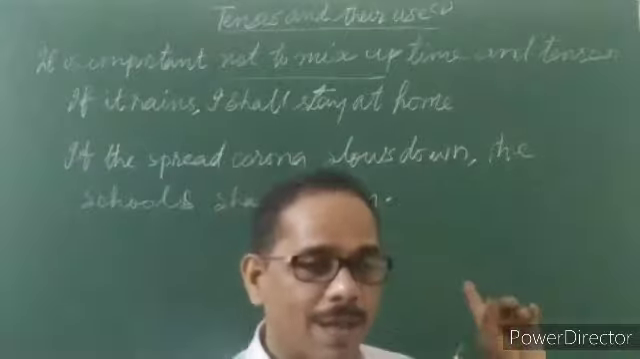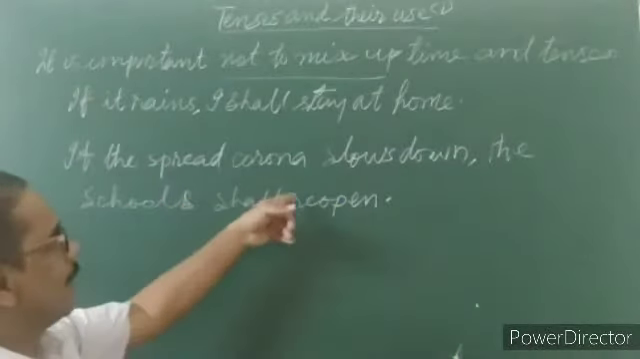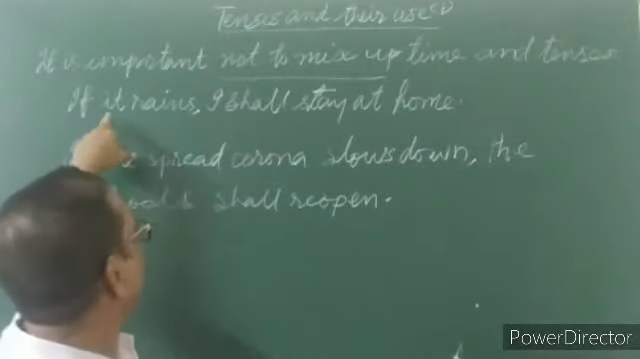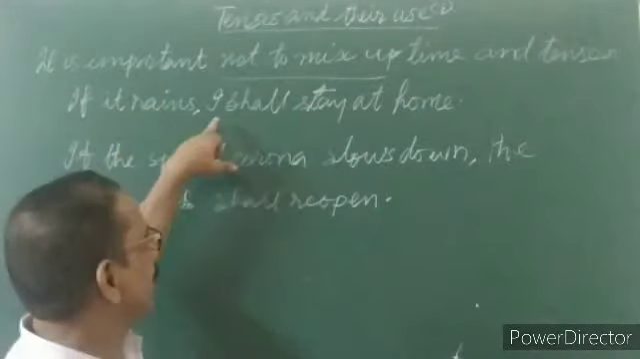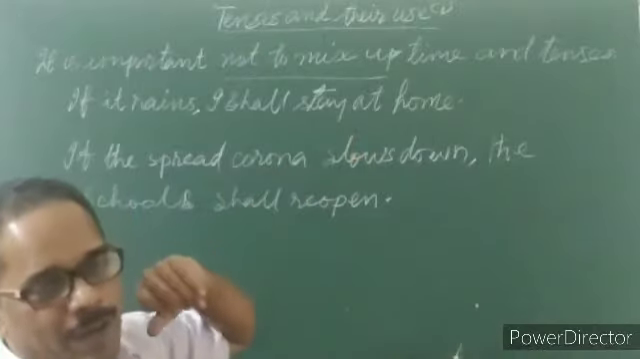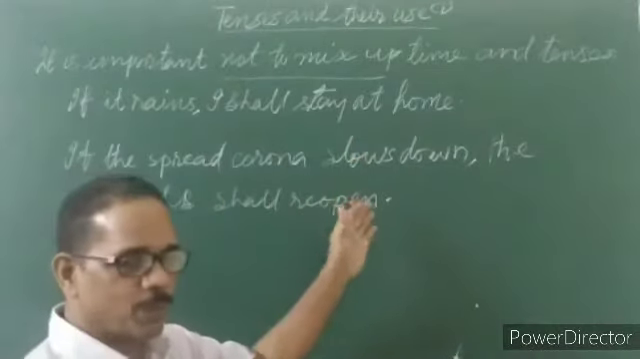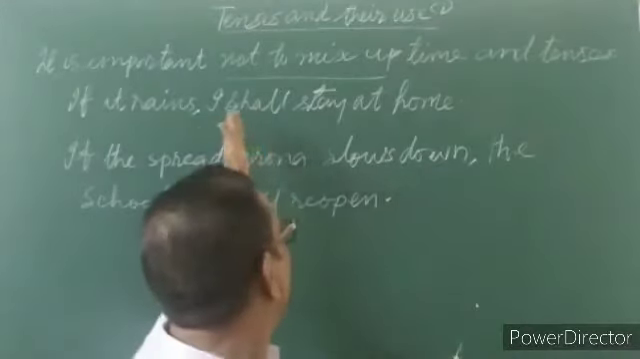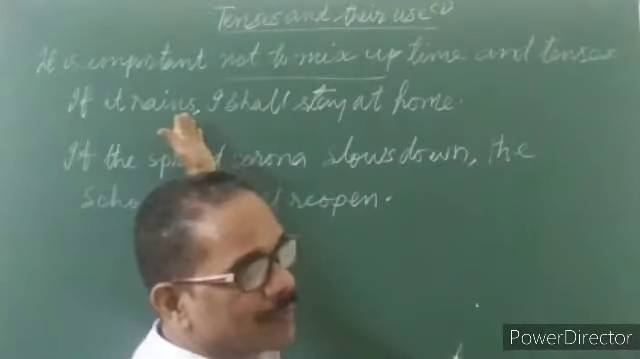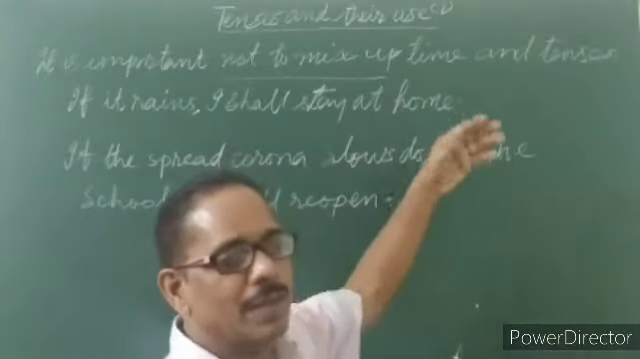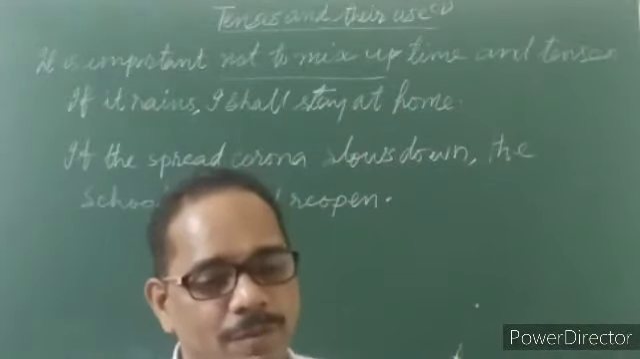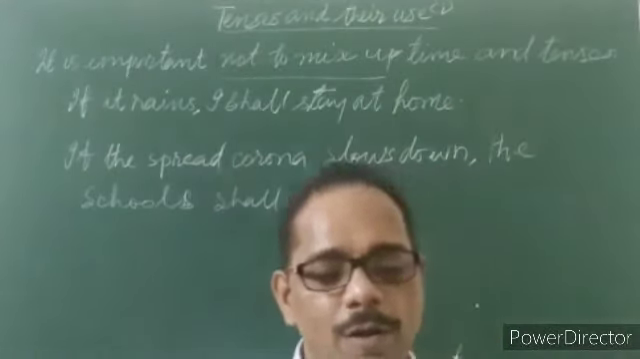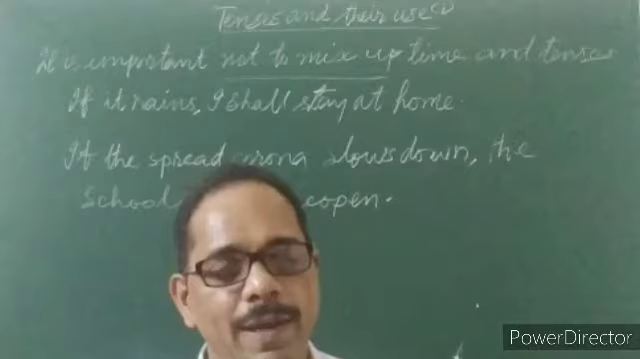If corona slows down, that also is a future action. Here also, if it rains, future action. I shall stay at home, future action. So all of them are speaking about future action, but in one part we are using simple present, and in another part simple future. So such constructions are possible. Therefore, don't mix up time and tenses.